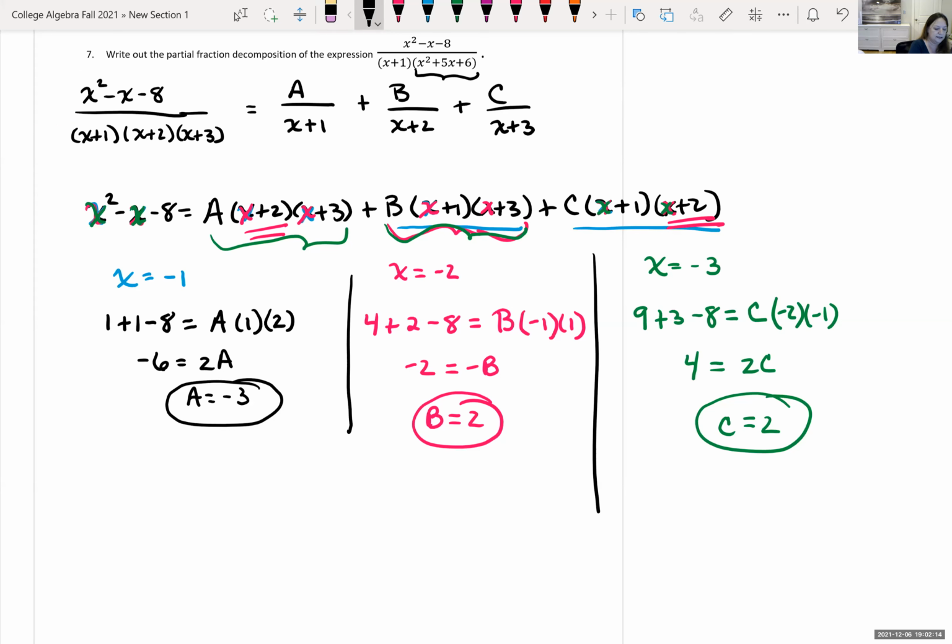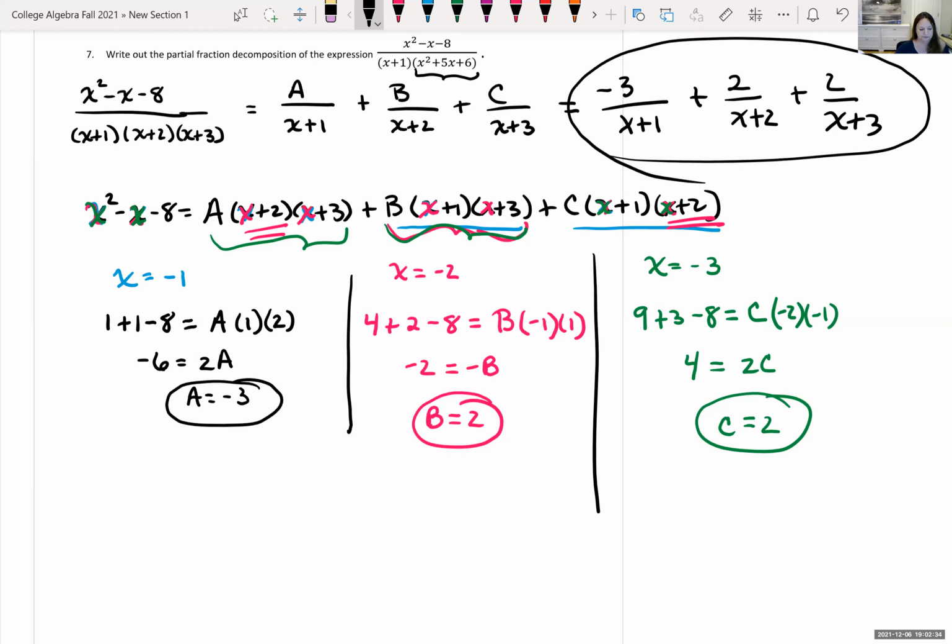And so we can say that this is the same thing as a, which is -3 all over x plus 1, plus b, which is 2 over x plus 2, plus c, which is 2 over x plus 3. And that's the partial fraction decomposition. And so you could have done this differently if you had expanded. You're going to have a system of equations, I think 3 equations, 3 variables, and then you can use matrices if you wanted to solve that.